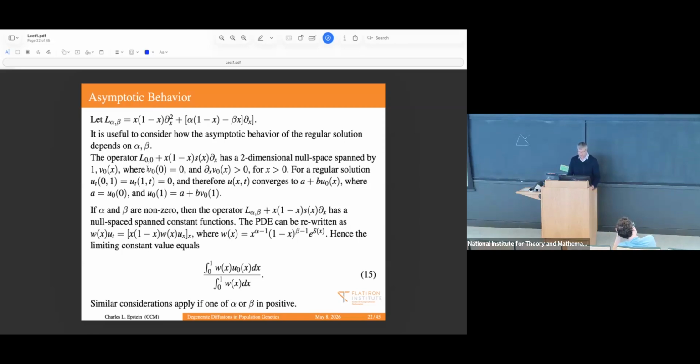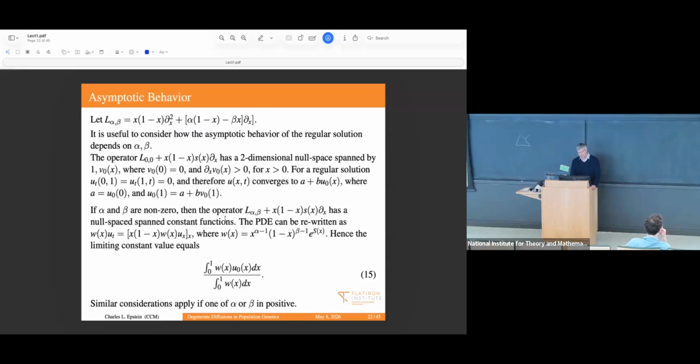So if you take the operator L00 plus a selection term, there's a two-dimensional null space spanned by 1 and some function, V0, where V0 of 0 is 0, and the derivative of V0 is positive for all x, and a regular solution to the equation with initial data 0 at the boundary points. And therefore, u of x and t will converge to some combination of these two things, where a is just u at 0, and a plus b times v of 1 is u0 of 1.